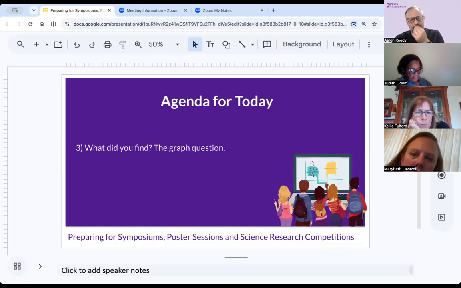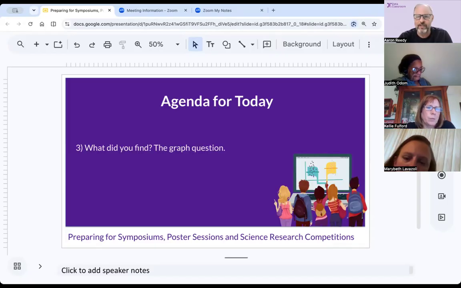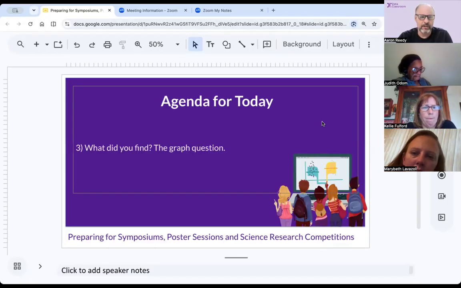And then for the what did you find, the graph question, we're going to look at this and talk about how we presented this. Did we have the right graph? Have we made all that we can of the graph? This is what we're going to look at in the graph question.